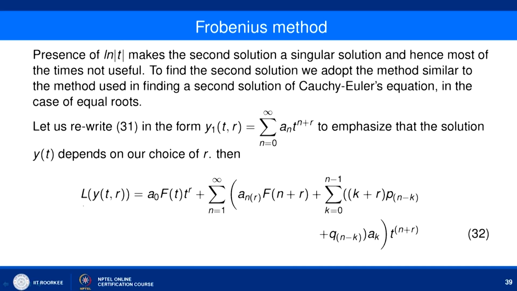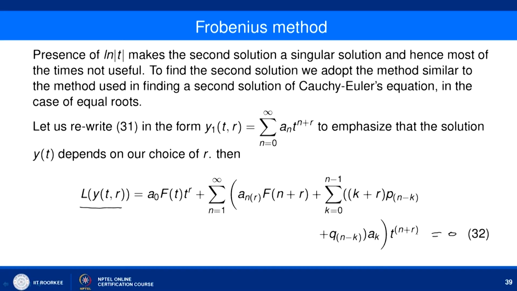Now, using this, our expression is written as L[y(t, r)] equal to a_0 f(r) t^r plus the sum from n equal to 1 to infinity of [a_n(r) f(n+r) plus the sum from k equal to 0 to n minus 1 of ((k+r) p_(n-k) plus q_(n-k)) a_k] t^(n+r). That is the simplification of the differential equation when we put y(t, r) as a possible solution. We need to find the possibilities of r and the coefficients in a way such that this expression comes out to be 0.